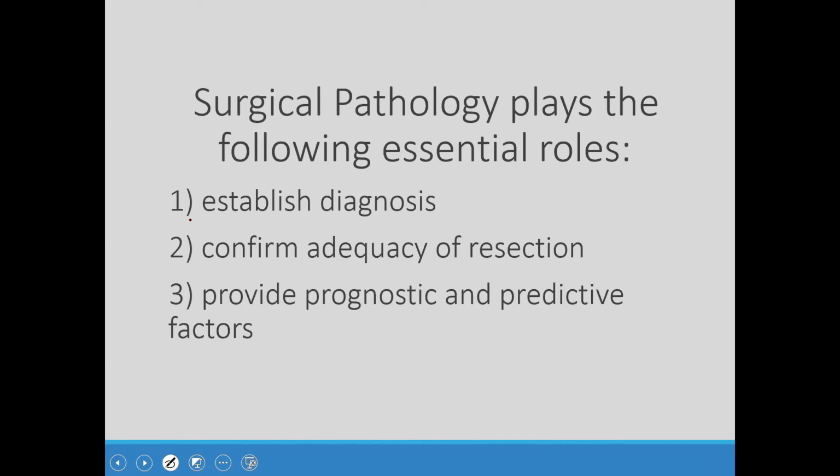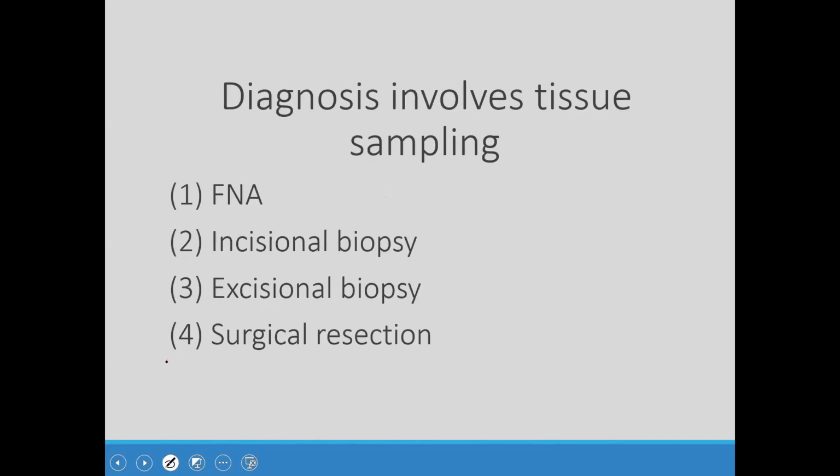Another important role that we play is we confirm adequacy of resection, which basically means that if there's a surgeon who's trying to remove a cancer, that en bloc removal of the cancer will be sent to pathology. Pathology will then analyze that tissue to determine and confirm that it's been adequately resected by the surgeon. And then finally, we analyze the tissue and we analyze the cancer to provide prognostic and predictive factors. Now for each of these, 1, 2, and 3, I'm going to go into a little more detail in the subsequent slides. So how are diagnoses made?